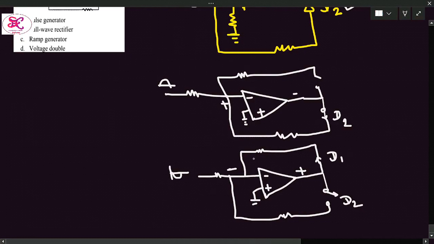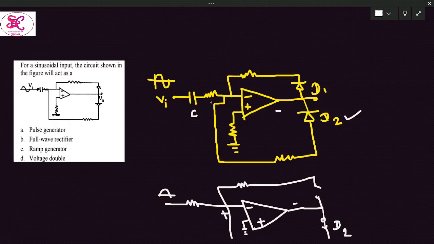And this is simply again an amplifier. So the operation of this circuit is simply: during the positive half cycle, the amplifier output is negative, and D2 will be in the on state, and we are getting the amplified form at the output. And during the negative half cycle, the operational amplifier output will be positive, D1 will be in the on state, and we are getting the amplified version of the input at the output.